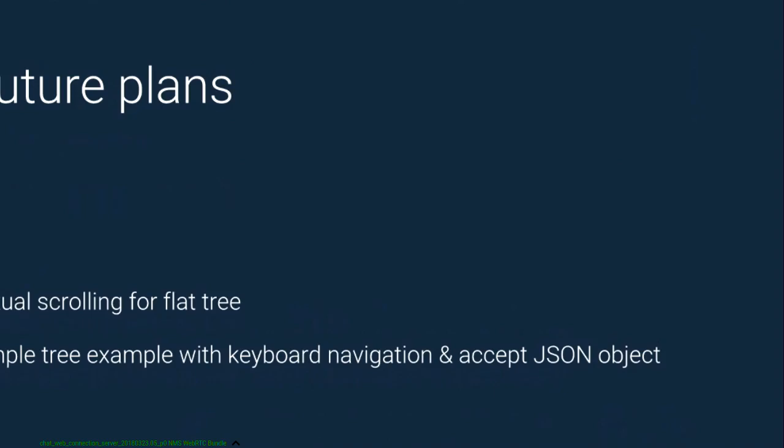We have some future plans. One is virtual scrolling. In the CDK, once we have that virtual scrolling, we will make sure it works with flat tree. And we also plan to build a simple tree example with keyboard navigation, so it has better accessibility. And we also want to build a tree which accepts a JSON object, so you can just pass in a JSON object and the tree will render.